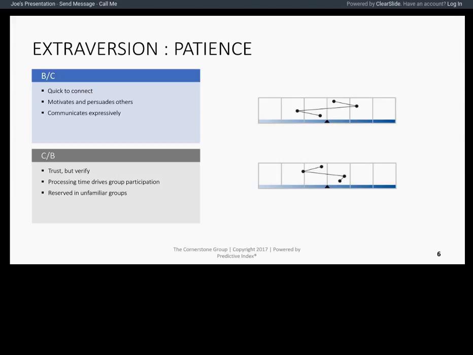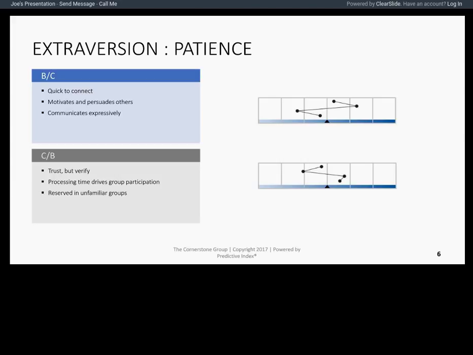On the flip side to that, when you're working with folks that are high in patience and low in extroversion, they tend to be what we call trust but verified. Over time, they will develop trust with those they're working with and those around them. However, again, being high in patience, that takes time for them.